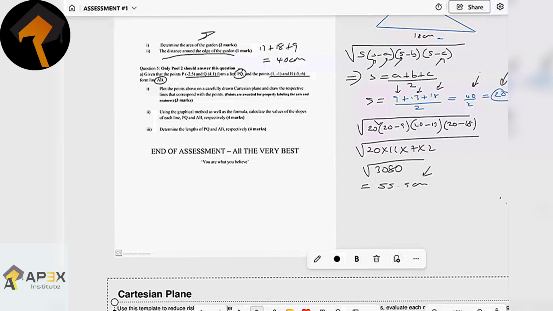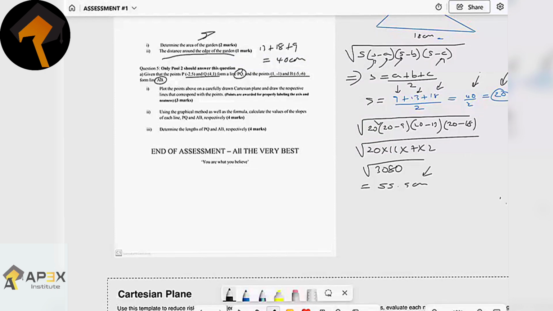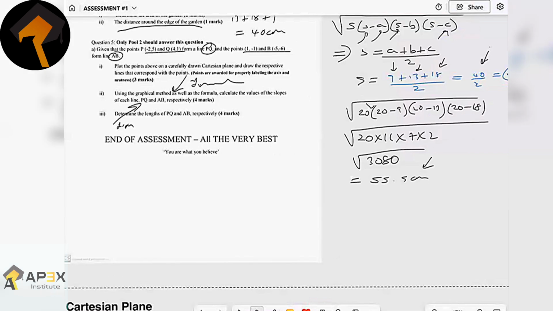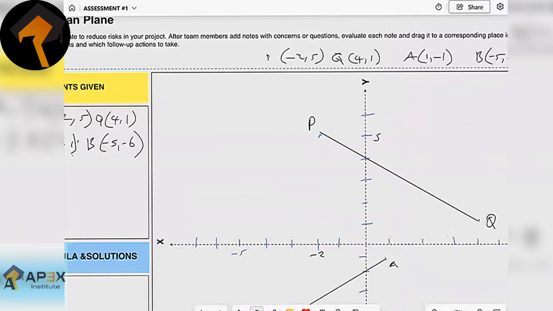So for this particular video, I want to demonstrate the use of the formula and the graphical method. I'm going to use the graphical method for PQ, and then I'm going to use the formula for AB. For the graphical method for PQ, let's scroll down here. I'm going to zoom in so it gets a little bit bigger.